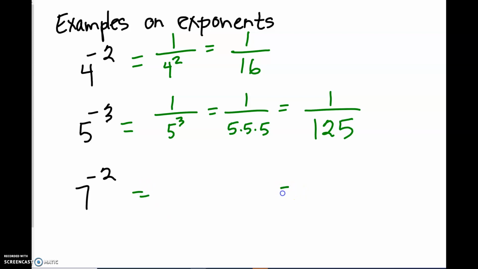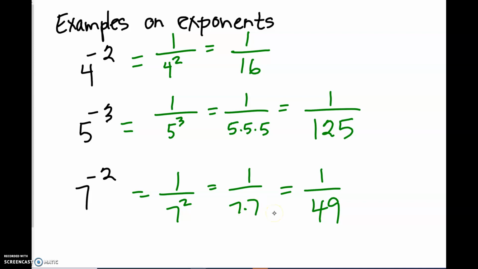Now, some of you are going to get really good at these, and you're going to be able to go right to this answer, and it's going to be 1 over 49. Some of you are going to still need to say, oh, that's a negative exponent, so I need to write it as 1 over 7 squared. And now you can say 7 squared is 49, and some of you may need to just do 7 times 7 and get your 49.